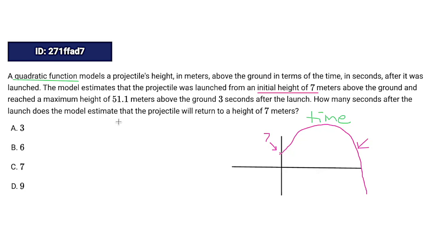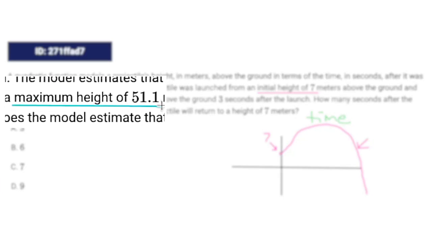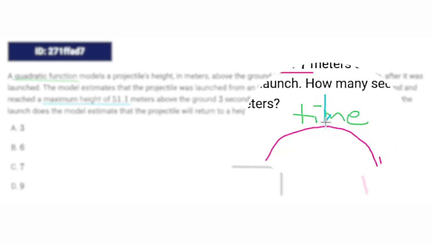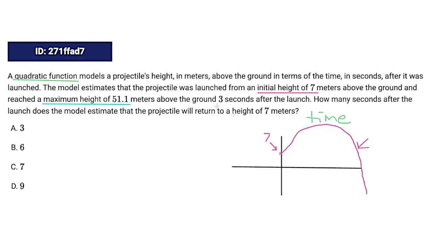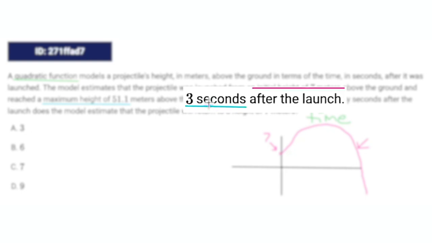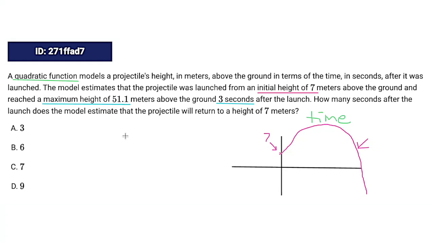So we need to start with some sort of equation. And for a parabola, we have 3 different options. We've got standard form, factored form, and vertex form. Here, they're telling us the maximum height, which would be the vertex, right? Because it's never going to go higher than this. They're also telling us when the maximum height happened. It happened 3 seconds after launch. So we know that our vertex is going to be (3, 51.1). So for that reason, I would say let's use vertex form.